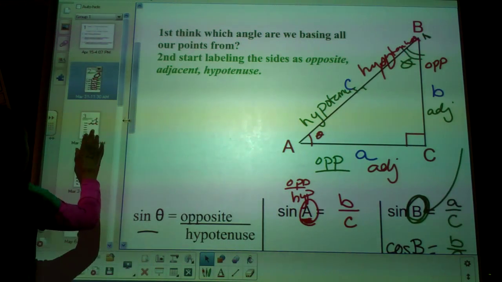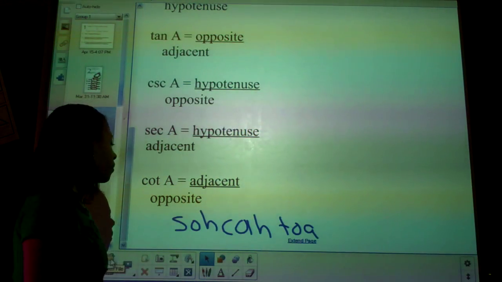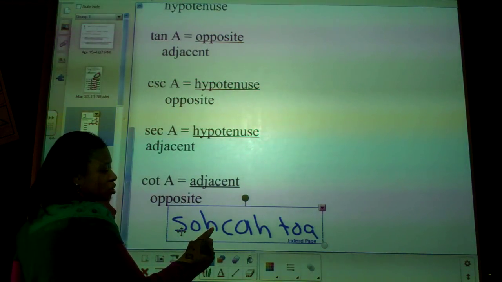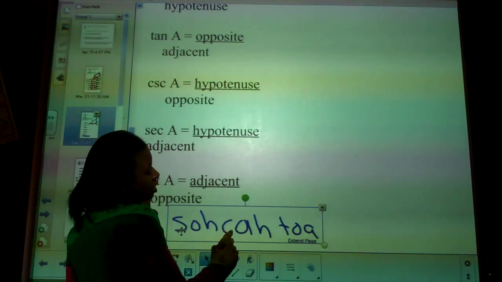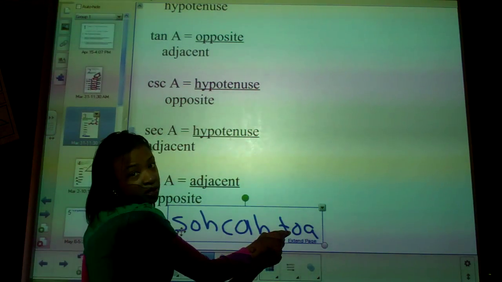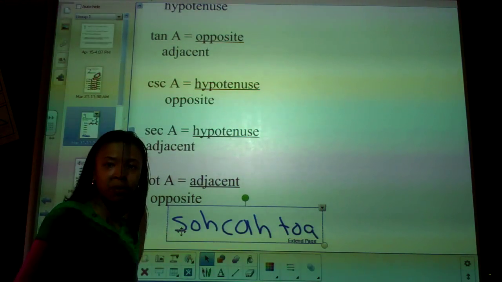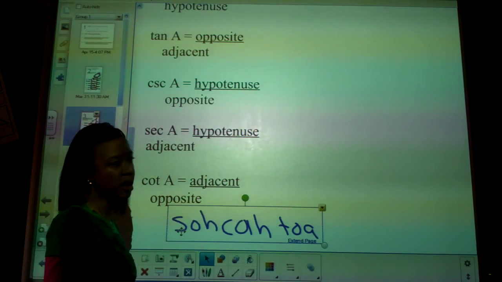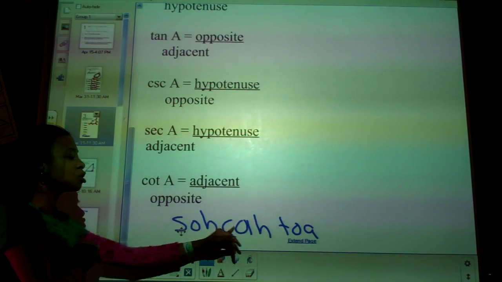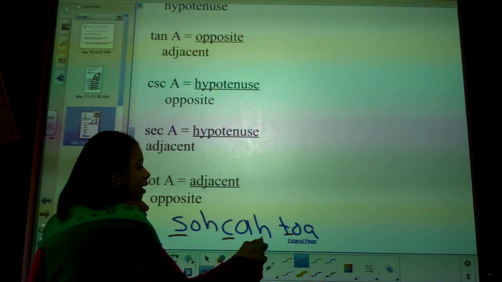Some people remember this by SOHCAHTOA. SOH, sine is opposite over hypotenuse. CAH, which is cosine is adjacent over hypotenuse. And TOA is for tangent, is opposite over adjacent. So SOHCAHTOA is, some people remember, I usually didn't use that, but many people do. Again, SOHCAHTOA, S is for sine, this cosine, that's tangent.